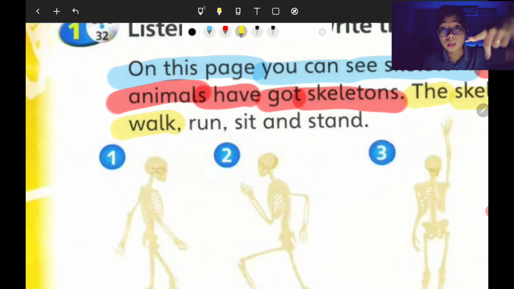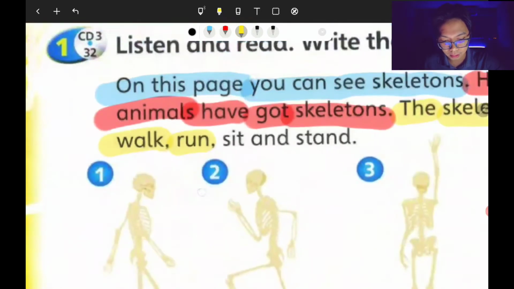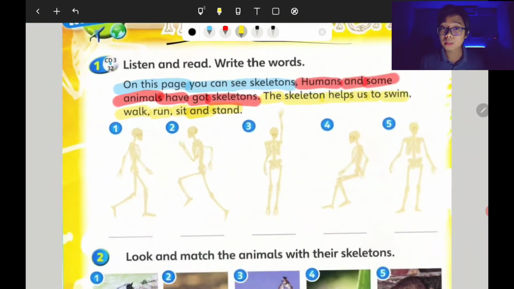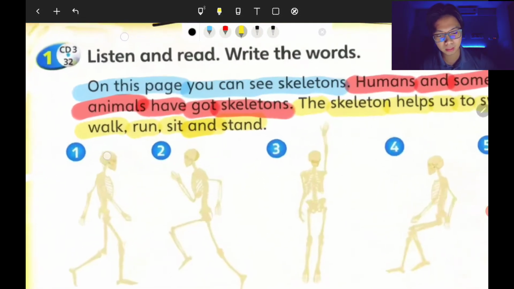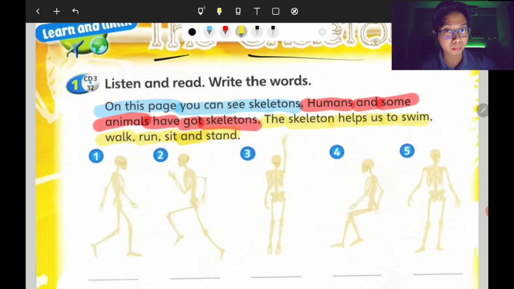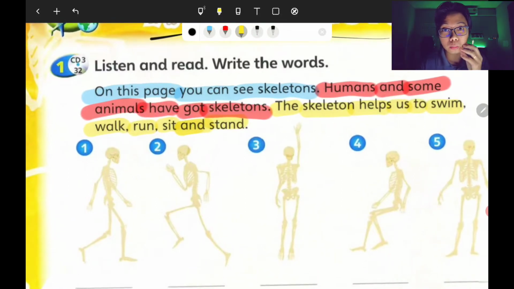Next, walk, untuk kita berjalan. Run, untuk kita berlari. Next one is sit, kita duduk. And also stand. Kalau tidak ada tulang, we will not be able to do all these actions. Kita tidak akan dapat buat segala perbuatan ini. Kita tidak dapat berenang, tidak dapat berjalan, berlari, main Mobile Legend, main your game. You don't even have the ability to talk. Kamu tidak dapat bercakap juga.